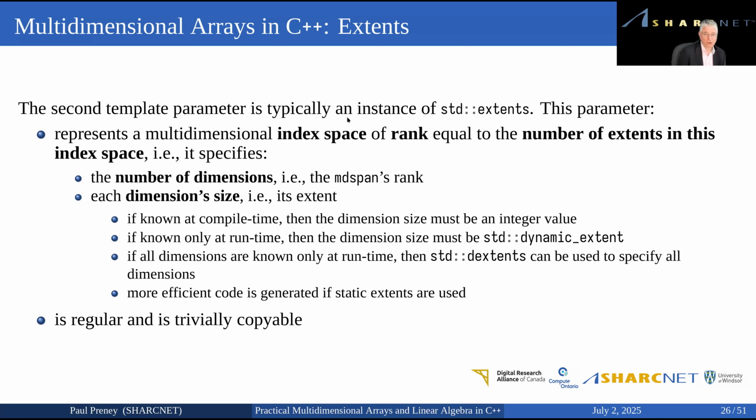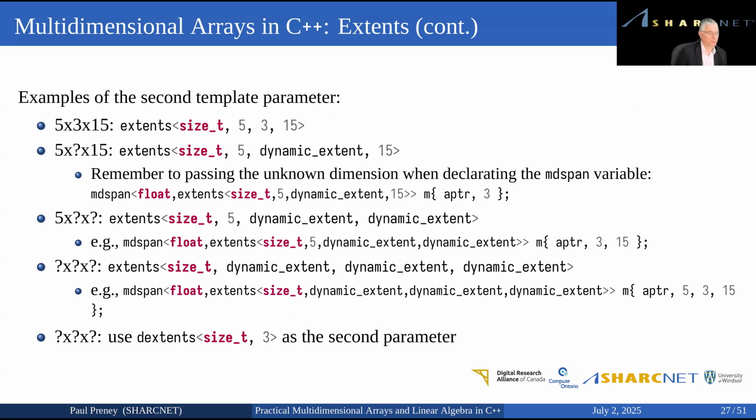Now, the second parameter is normally an instance of std::extents. And what is that? That's you telling it how many dimensions and how big each dimension is. And if you don't know, because it's dynamic, you just say std::dynamic_extent. If you know all dimensions at runtime only, there's a shortcut, you can say std::dextents to do it. If you're doing a using namespace thing, you can get rid of the std:: , especially if you're using the implementations. Okay. Now, some examples.